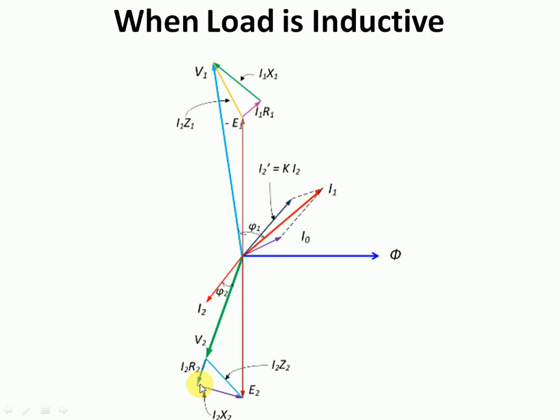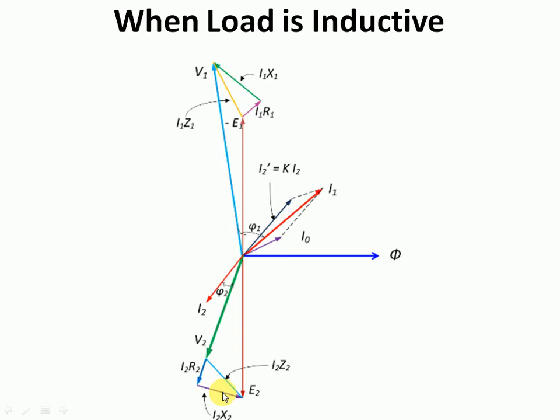And then while drawing I2 R2, you have to draw a line parallel to I2 with a very small magnitude at the tip of V2. Please listen carefully. You have to draw a line parallel to I2 at the tip of V2 that will be indicating the I2 R2. In order to draw the I2 X2, you have to draw a line perpendicular to I2 R2.